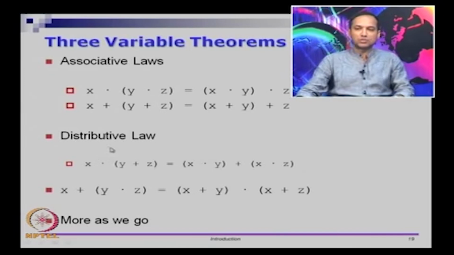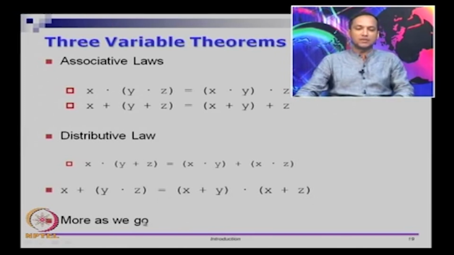Then there is distributive law, just like what we have for integers. X and y or z is the same as x and y or x and z. So you can see that this dot is distributing over plus. And finally, we have this one slightly interesting theorem which is true in the Boolean world. So these things are also true in the integer world and if you take real numbers and so on. However, this is true only in the Boolean world. X plus y and z is x plus y and x plus z.